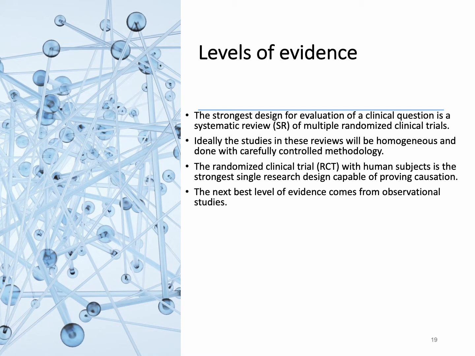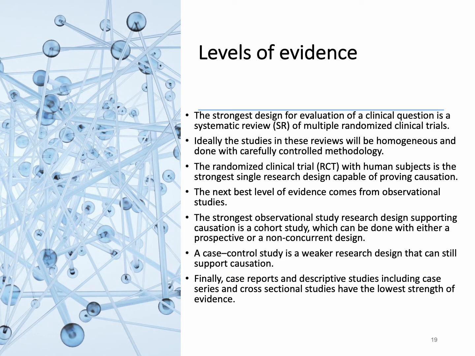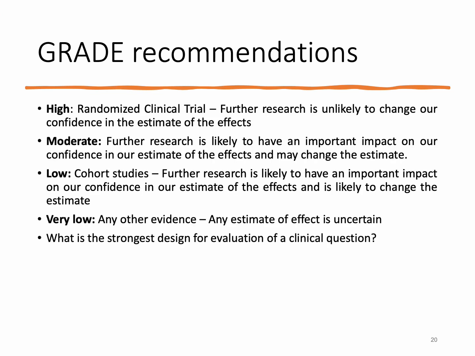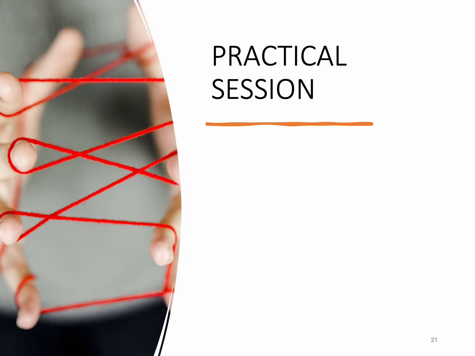The next best level of evidence comes from observational studies. The strongest observational research design supporting causation is the cohort study, which can be done with either prospective or non-concurrent designs. A case control study is a weaker research design that can still support causation. Finally, case reports and descriptive studies, including case series and cross-sectional studies, have the lowest level. The strength of the research design is very important to be considered.